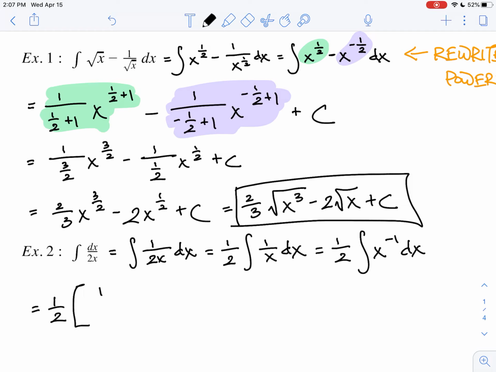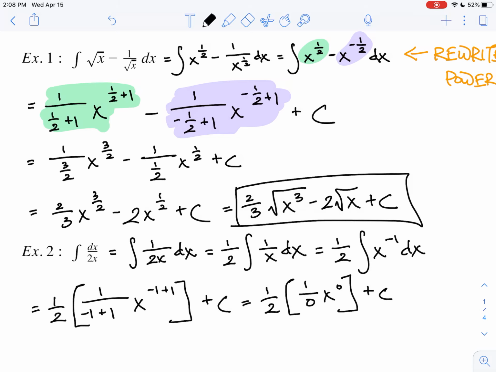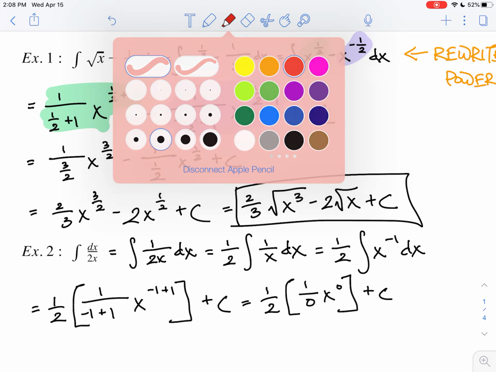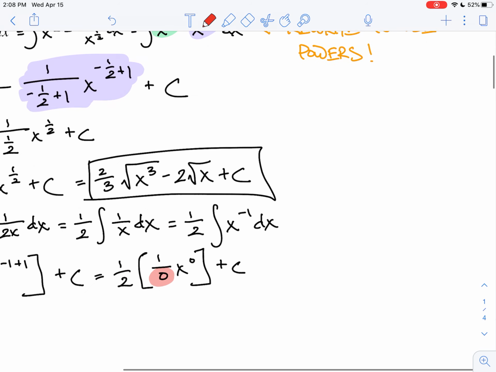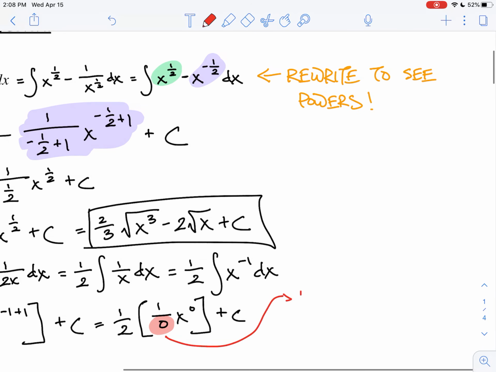So I want to use this to show us what happens when we use that power rule. Power rule says we have our 1 half in the front. I'm going to have 1 over negative 1 plus 1 x to the negative 1 plus 1 plus c. And that leaves me with 1 half 1 over 0 x to the 0 plus c. Now, some of you might be thinking, I can't divide by 0, which would be absolutely correct. So this part right here should be a clue to us. This is a clue that we did something wrong.